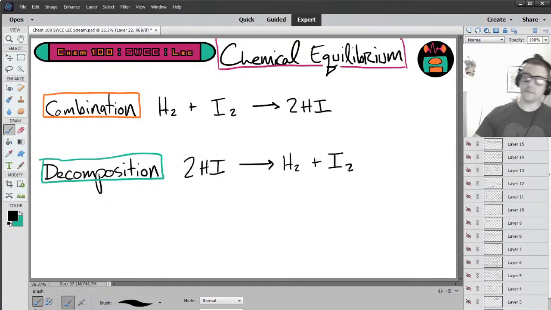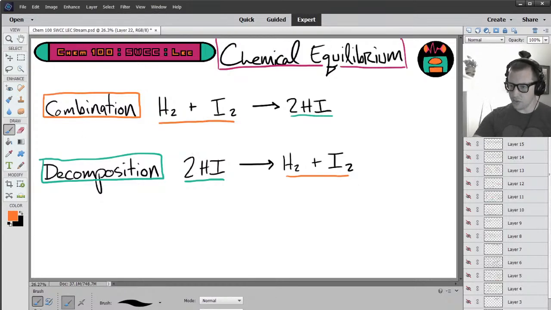Do you notice something weird? Do you notice that the reactants of our decomposition reaction are the products of our combination reaction? And did you notice that the products of your decomposition reaction are the reactants of your combination reaction? These two reactions are like mirror images of each other, right? It's like one undoes the progress that the other one accomplishes.